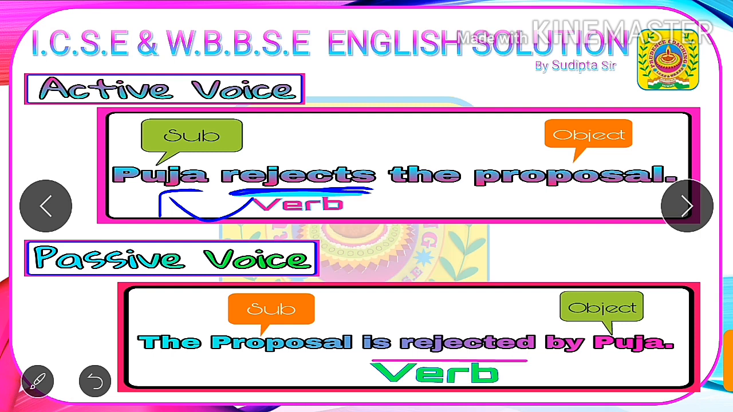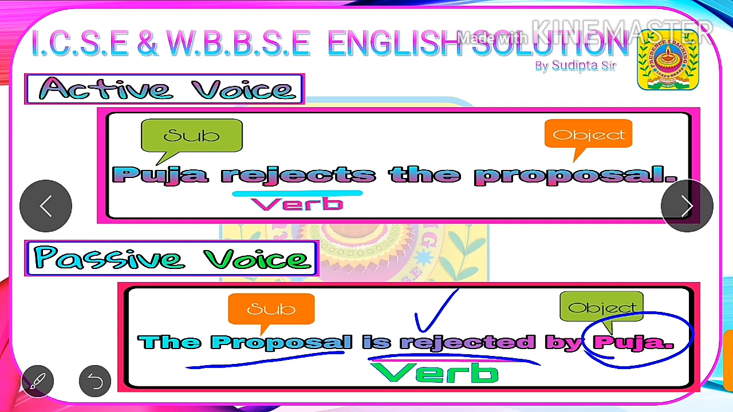Now, under passive voice, our example is The proposal is rejected by Pooja. Students, here as the statement is assertive, we will always find the subject before the verb. Here the subject is the proposal and the verb is rejected. But students, if we ask the verb who is the doer of the action, that means who has rejected the proposal, then we will find the answer, that is Pooja, which is not a subject here.